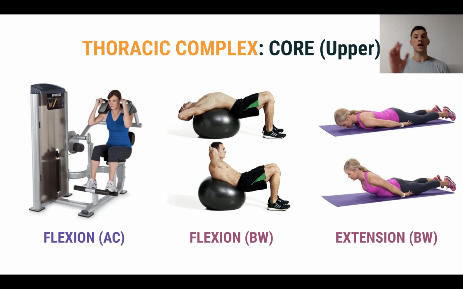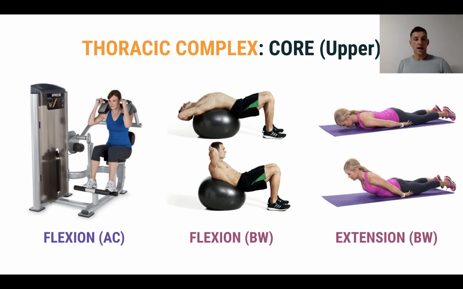Thoracic complex, now pay attention here. Just like a leg raise will target the lower abdominals and a lower back exercise will target the lower back, the thoracic complex also targets the core, but it's the top. So when you're doing a crunch, you're actually working the top quadrant or half of your abdominals, whereas when you're doing a leg raise, you're working the bottom half of the abdominals.